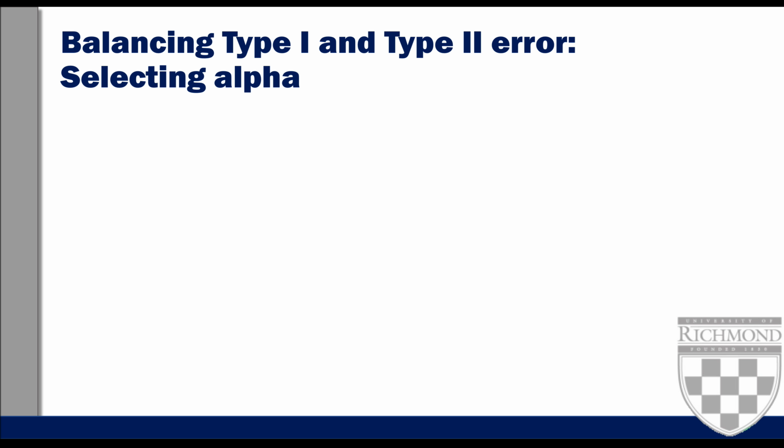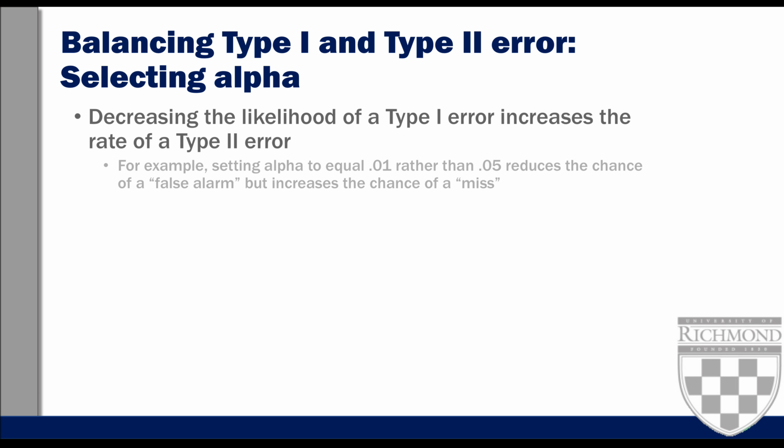So we have to balance type 1 and type 2 error. If we decrease type 1 error, we actually increase the rate of making type 2 error. So there's a trade-off. It's not like we're going to get rid of type 1 error or type 2 error. If we set alpha equal to 0.01 rather than 0.05, sure, we reduce the chance of a type 1 error, a false alarm, but we also increase the chance of missing something. So we increase the type 2 error rate.